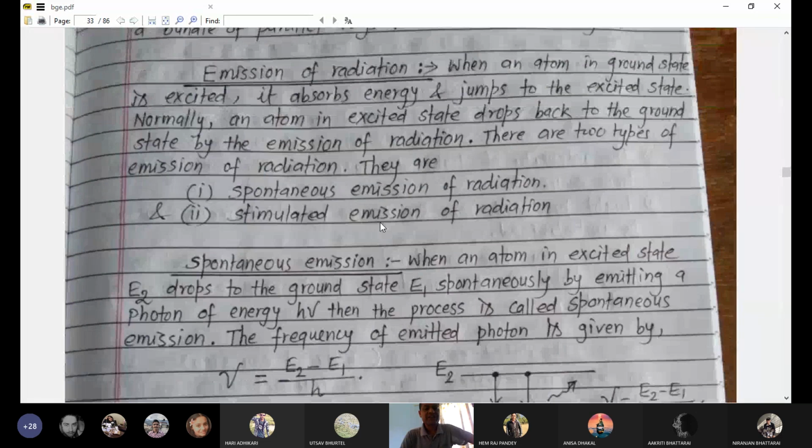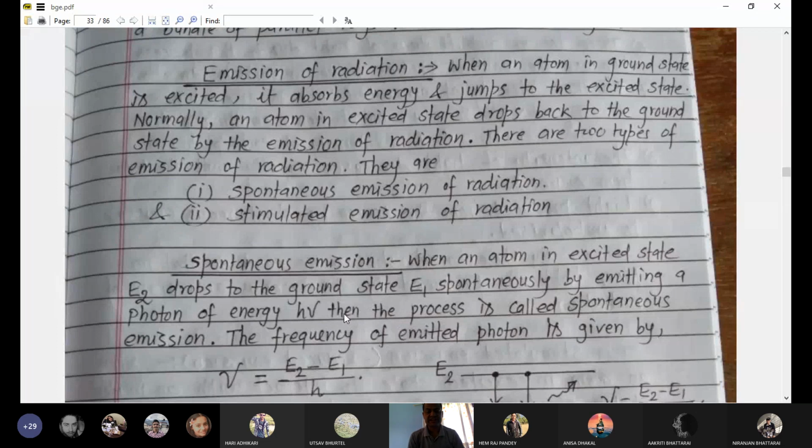Now what is emission of radiation? You know, in case of laser you have stimulated emission of radiation. So to know about the principle of laser, the principle of laser is the stimulated emission of radiation. So before studying about the principle of laser, you should know about what is emission of radiation.